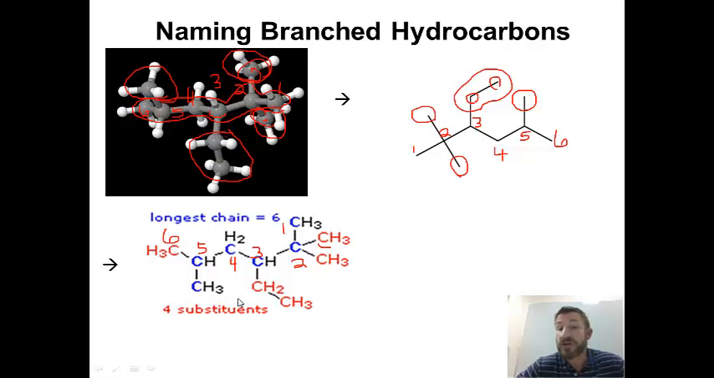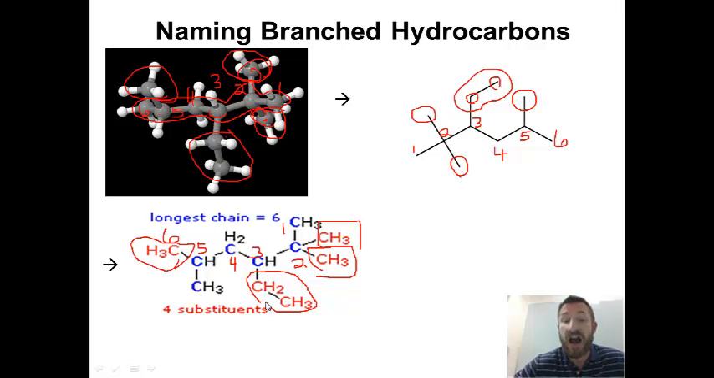Now we have 2 different types of substituents here. We actually have 3 methyl groups. There's one methyl group that's a substituent, another methyl group that's a substituent, and yet another methyl group that's a substituent. So we have 3 methyl groups. But we also have an ethyl group. Well, since they're different types of substituents, we name those in alphabetical order.